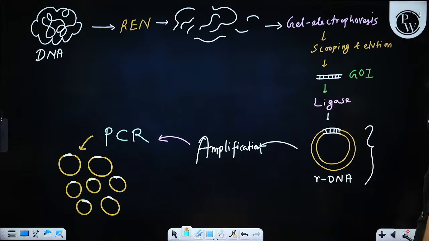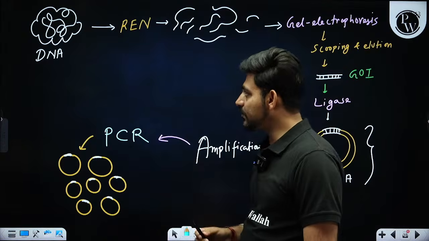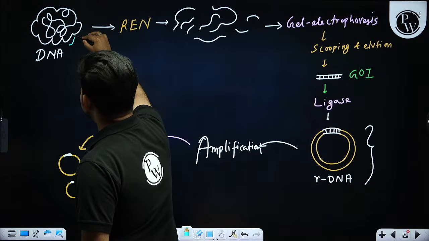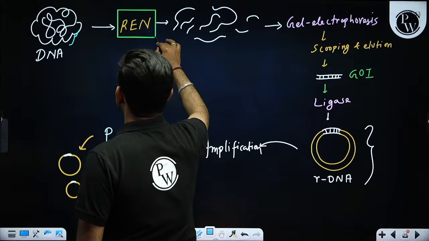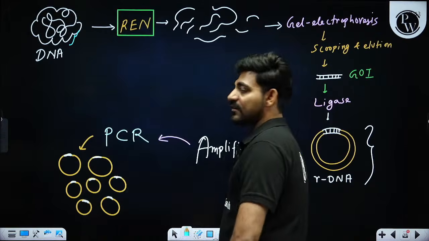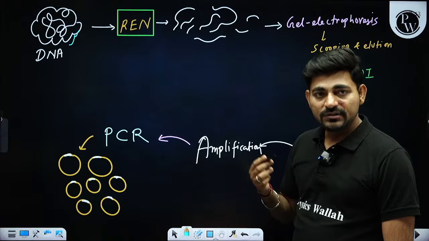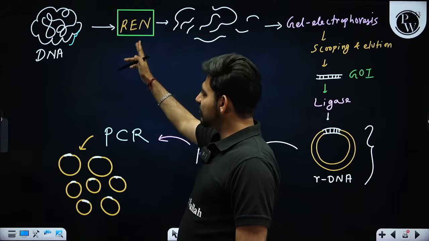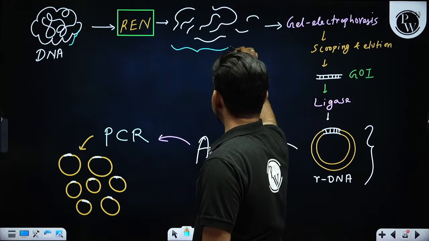Okay. So what is the total process we are going to perform? When the DNA is isolated and separated, the next thing we have to do is treat the isolated DNA with REN, restriction endonuclease enzyme. Now, how will this REN work? This restriction endonuclease will be cutting the DNA into smaller pieces, right?